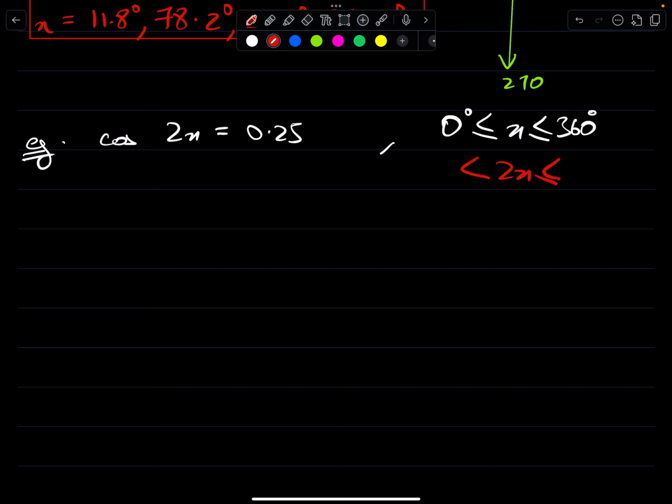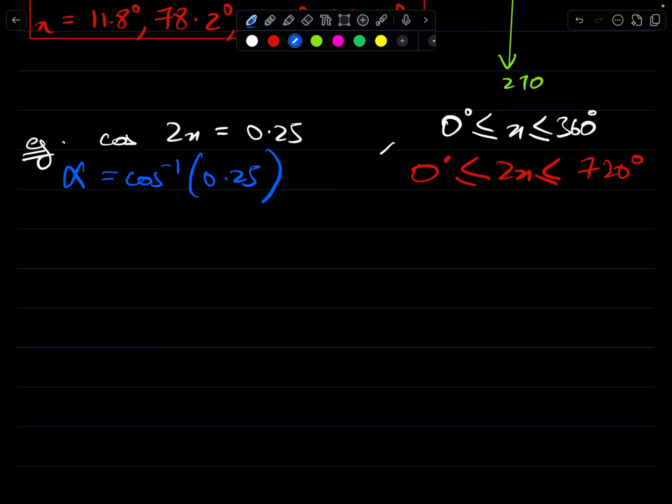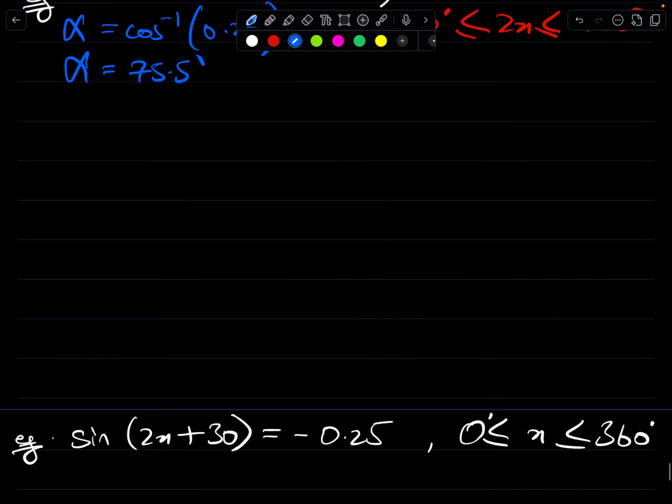Then we have this: the angles aren't consistent again, thus we need to alter the range. We will multiply everything by 2, so we have 2x lies between 0 degrees and 720 degrees. Then we start by finding the basic angle, cos inverse of 0.25, and alpha turns out to be 75.5 degrees. We make the graph. Making the graph will also avoid making mistakes, that is, the chances of error.